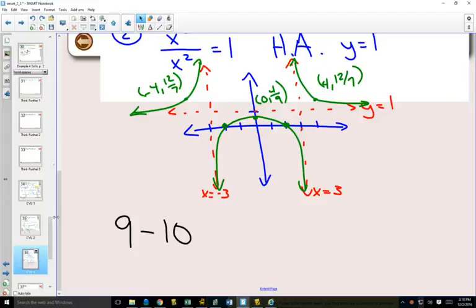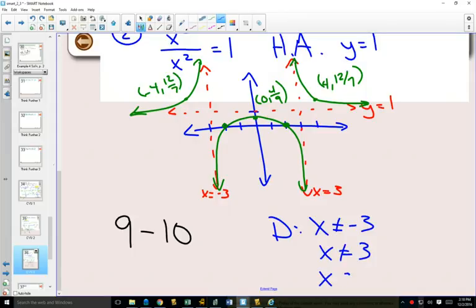Oh, and the domain. We didn't do the domain. The domain. X can't equal -3. X can't equal 3, but x is everything else.